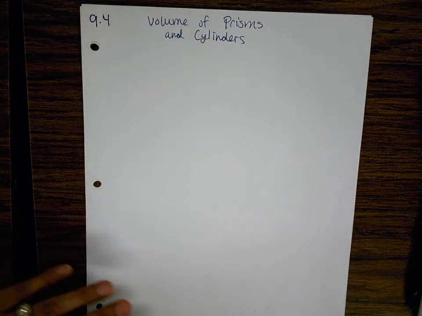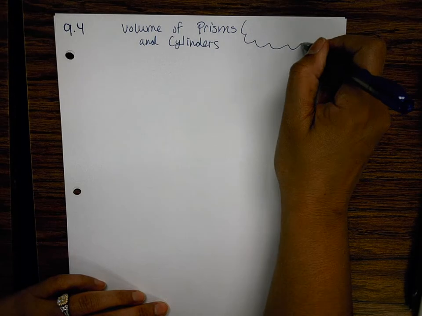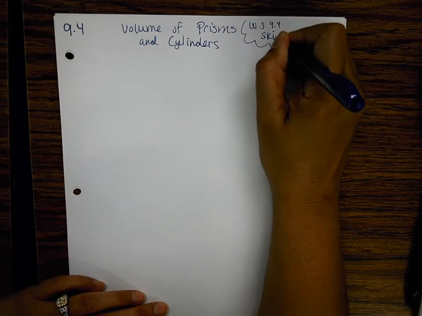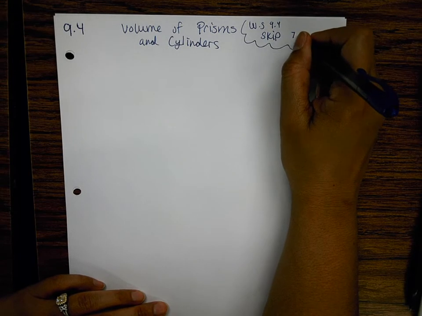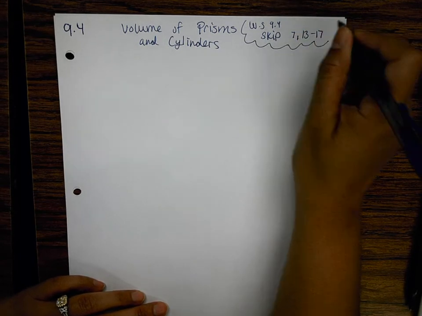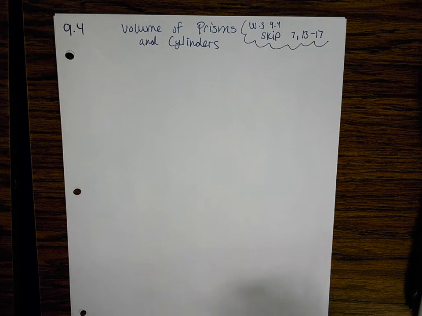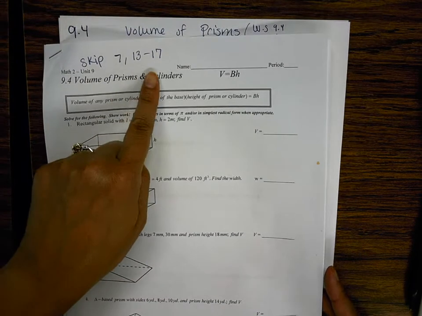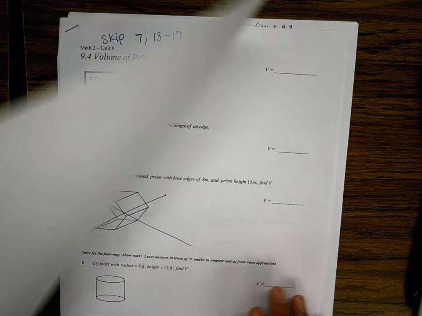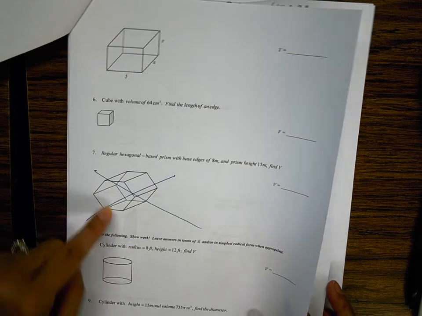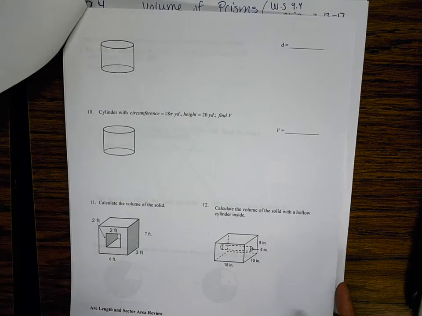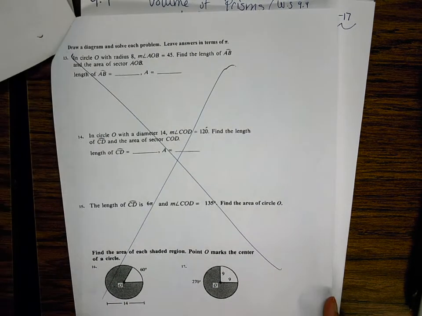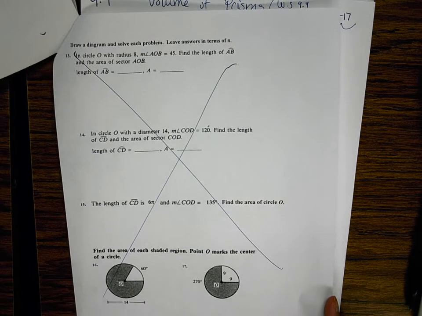Before I get too far, I would like to point out that from worksheet 9.4 you should skip numbers 7 and 13 through 17. This is the worksheet here. You're going to skip 7 and 13 through 17. Number 7 is this one here. Cross it out. And 13 through 17 is the fourth page in this whole packet here. You're just going to cross those out. Okay?